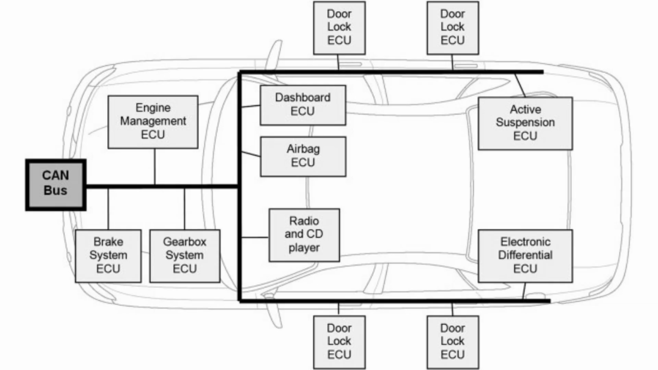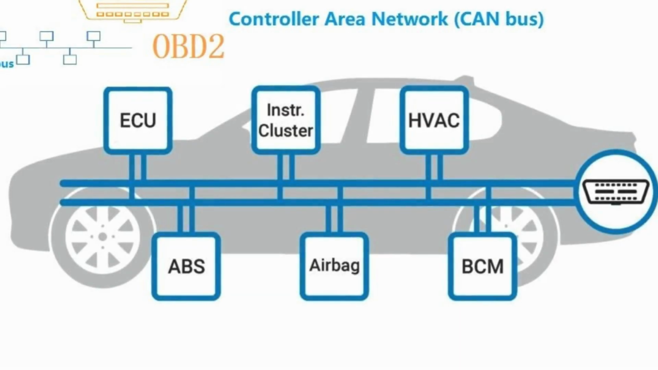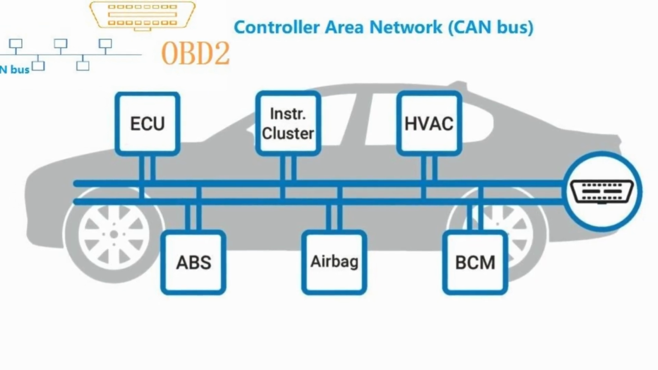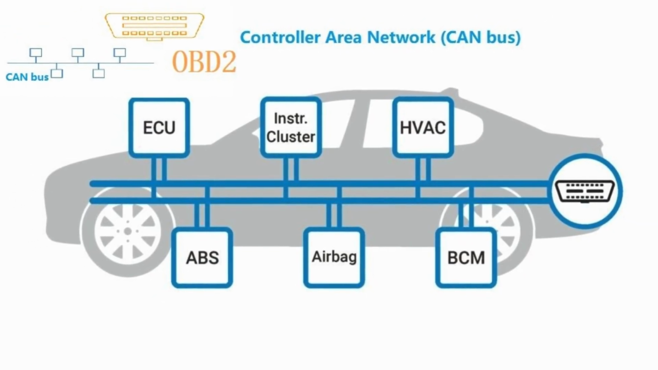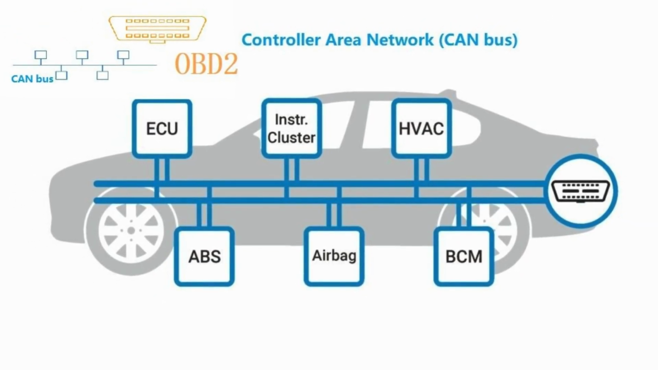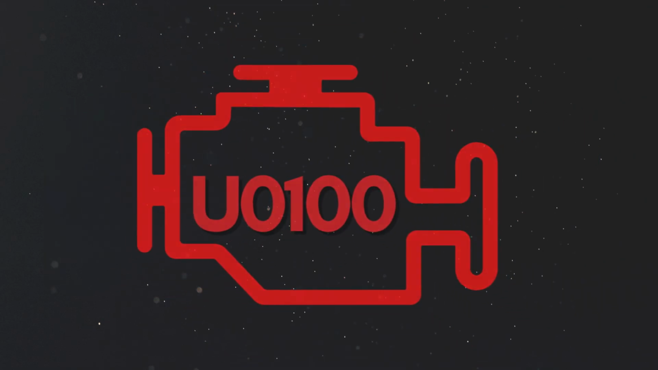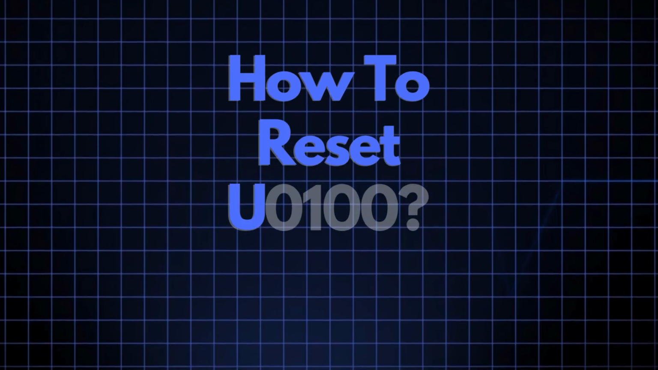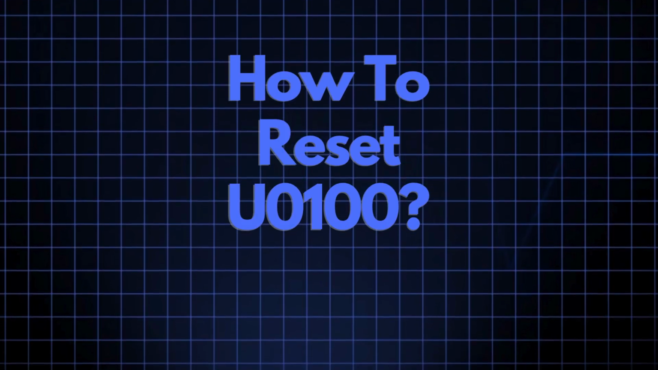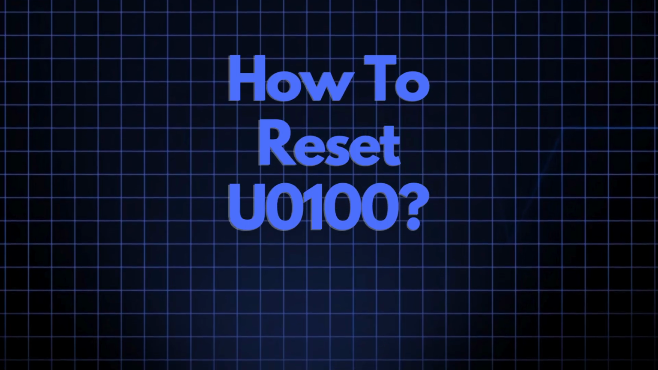So when one or more modules stop receiving messages from the ECM or PCM for a certain amount of time, they recognize that communication has been lost and may store the U0100 trouble code. Now that we understand what U0100 means, let's go over how to diagnose and fix it.